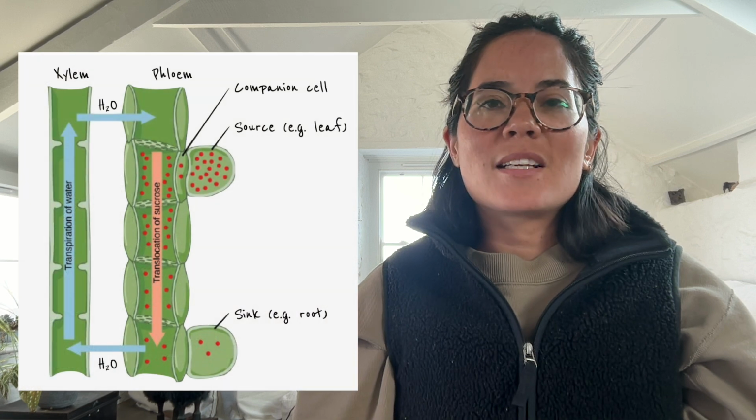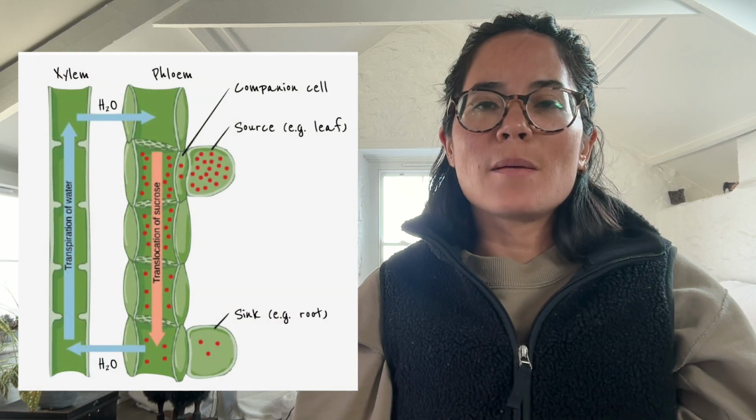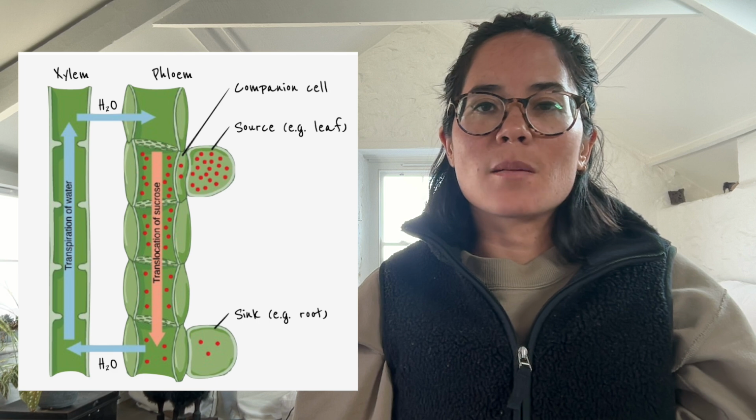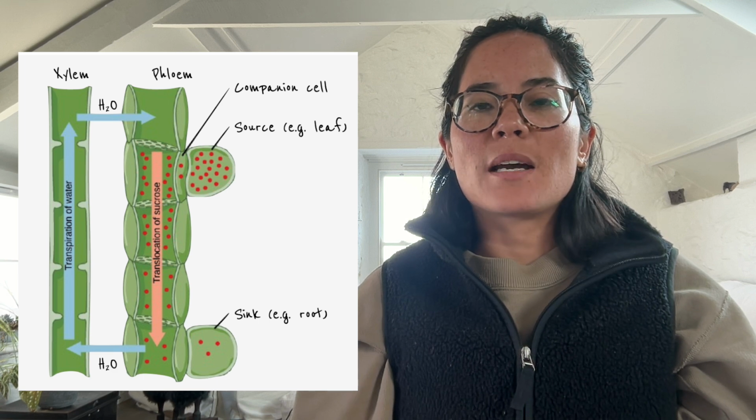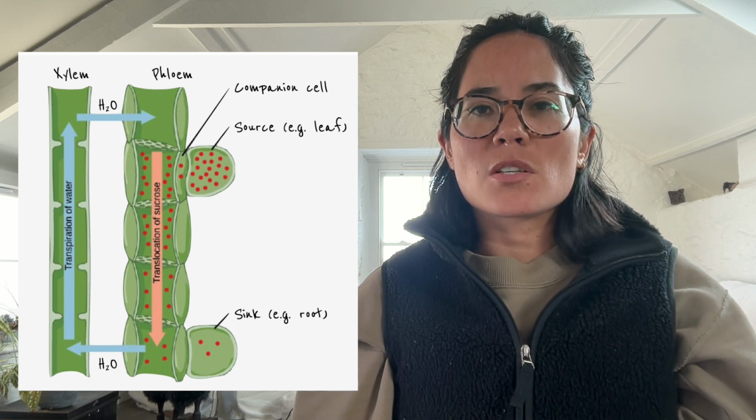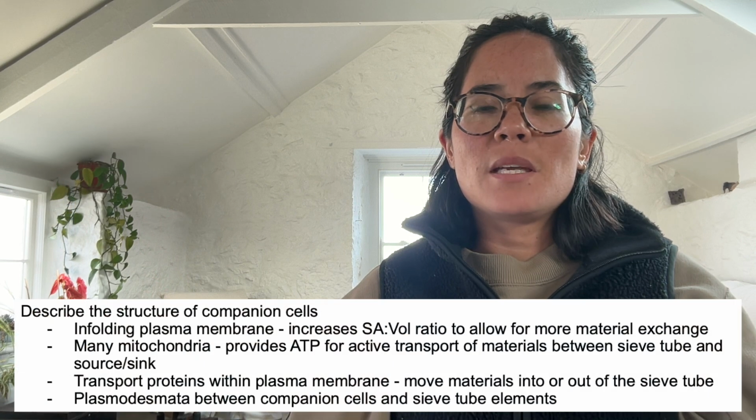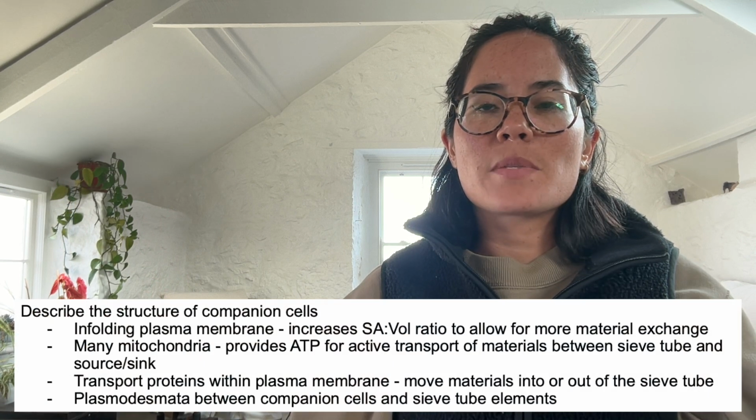The second component of the phloem is the companion cells. I really like the name of these cells. They're basically like friend cells, which actually help the sieve tube elements move sucrose and amino acids. And the way they do that is by having a large number of mitochondria. This provides the ATP needed to actively transport substances between the sieve tube and the source and the sink.